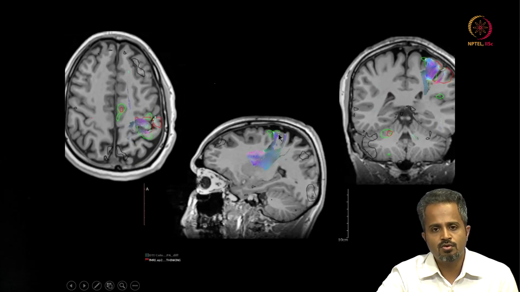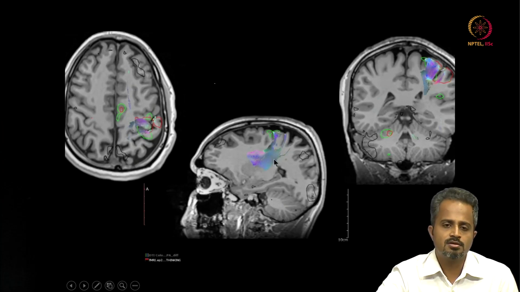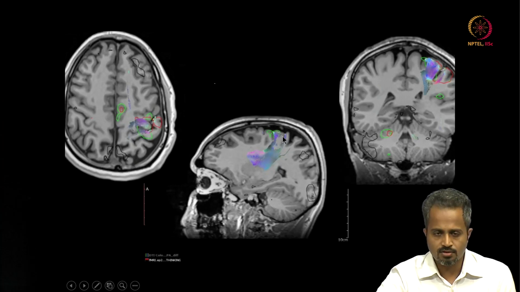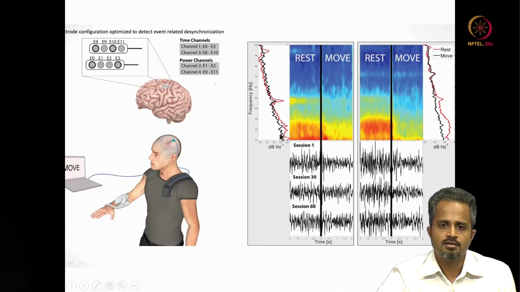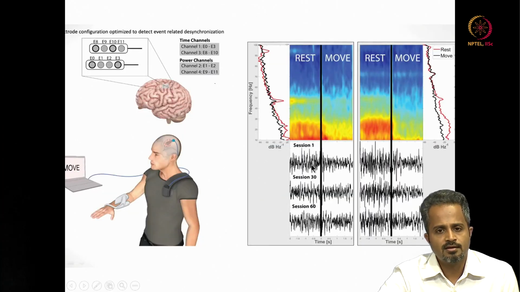So, we do what is known as functional imaging to map out the motor cortex, and then tractography to map out the motor pathway, and that is the area they targeted stereotactically and then implanted the surface electrode. Once the surface electrode is implanted, we collected the surface electrocorticogram data, and what you can see here on the right hand side is the event related desynchronization.